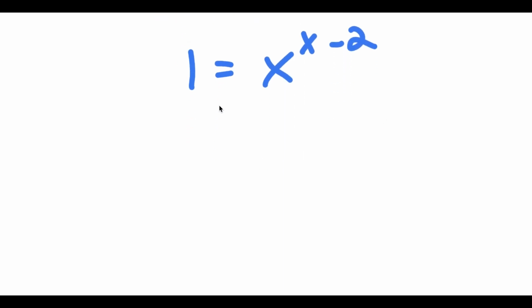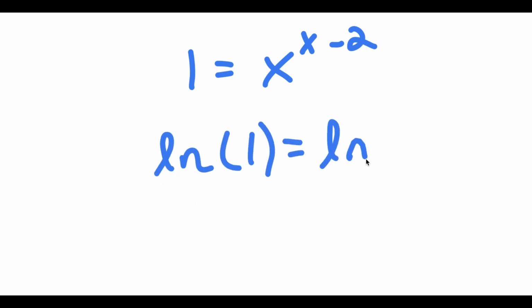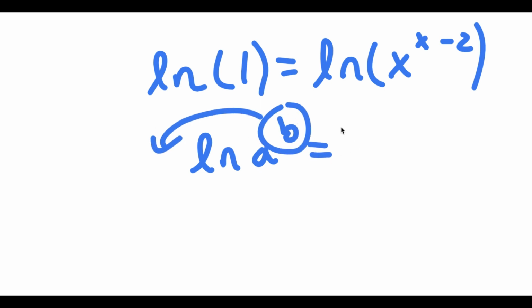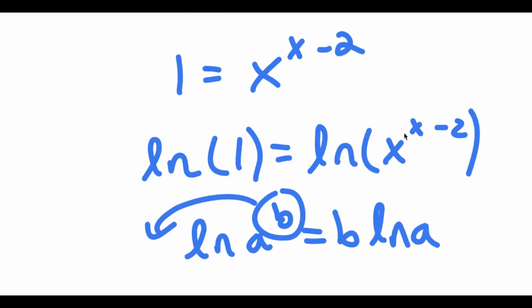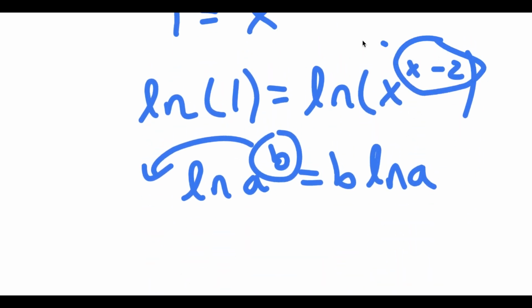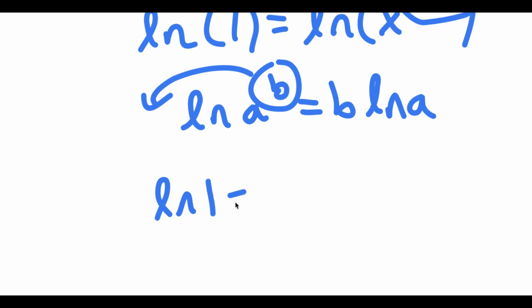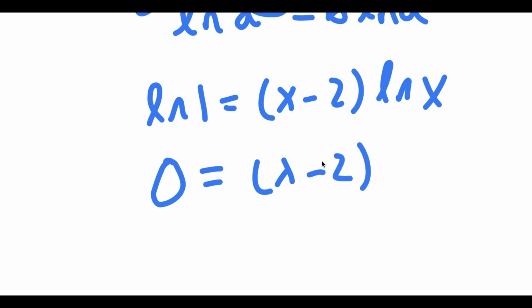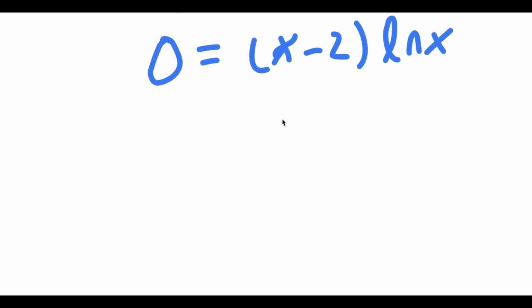Now if I take the ln of both sides, I get ln of 1 is equal to ln of x to the power of x minus 2. Now if I have something in the form ln a to the power of b, I can move this exponent b to the front, so it's going to equal b times ln a. So now I can move x minus 2 to the front, so now I have ln 1 is equal to (x minus 2) times ln of x. And ln of 1 is equal to 0, so I have 0 is equal to (x minus 2) times ln x. So now this actually gives me two equations.